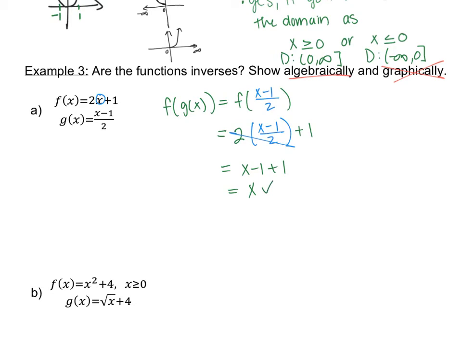And you should get the same result if you had done g of f of x. You should have gotten an x as well. So it doesn't matter which one you choose. So I'm going to say, yes, they are inverses.